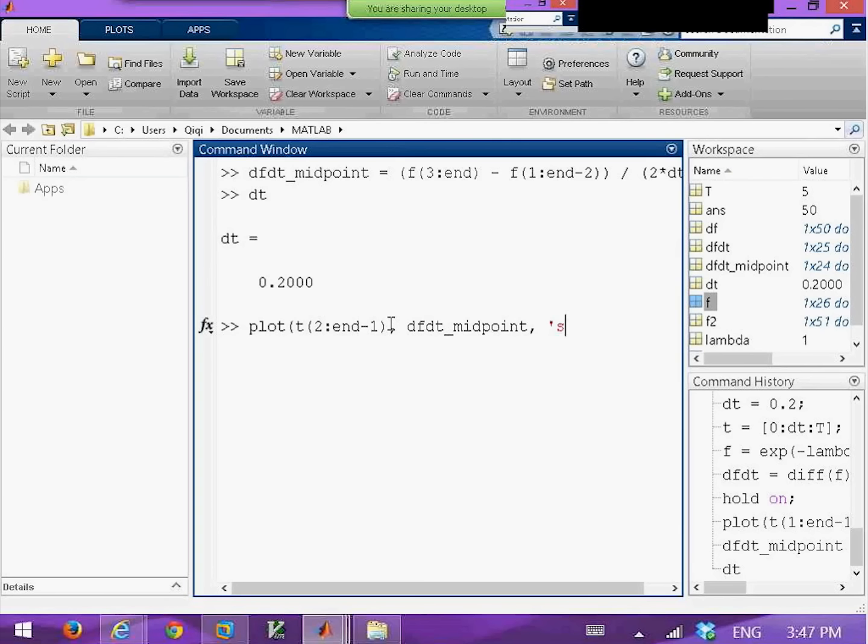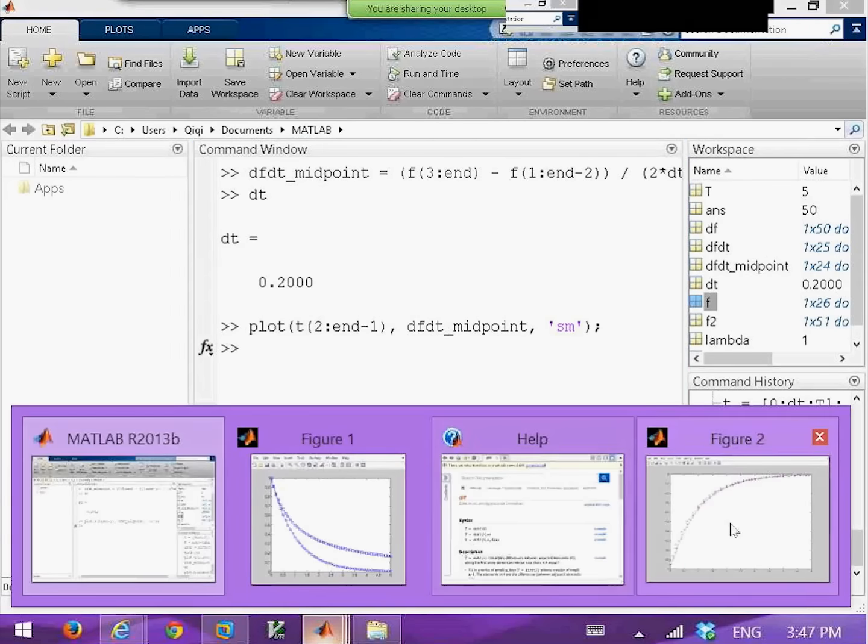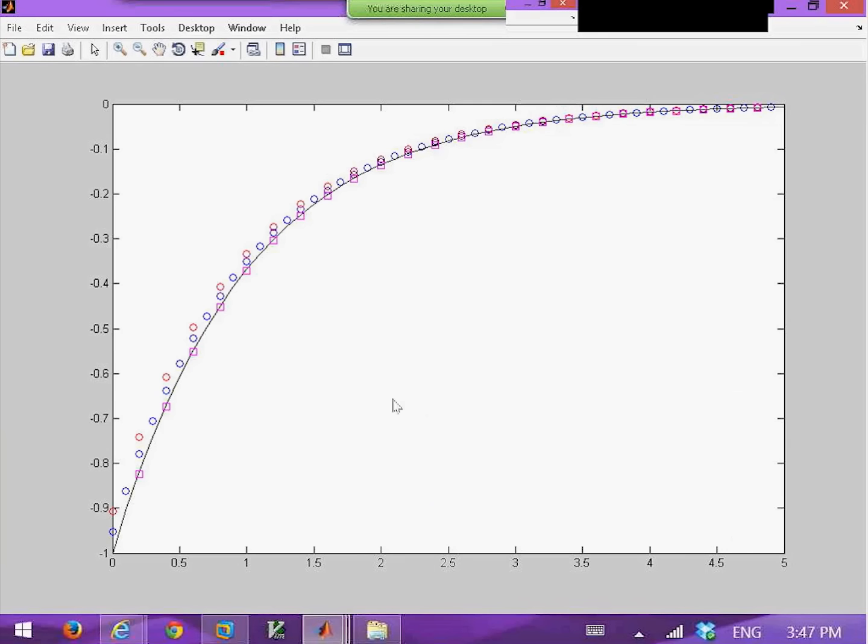I'm going to be square, and what color do you want? Pink? Magenta, okay. S is square. So see, even though my delta t is 0.2, I'm getting a result that goes right through the exact derivative. So this is how a second order scheme is better than a first order scheme.